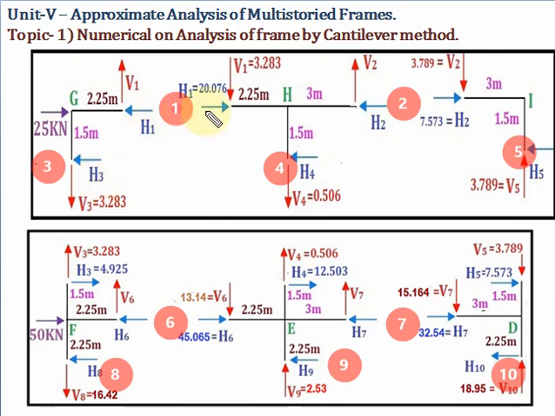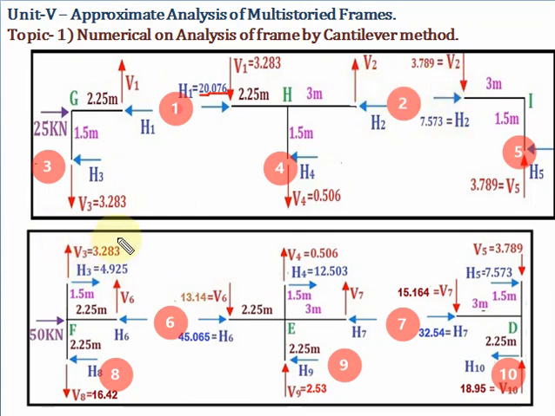Now observe the forces at node number 1. Here the horizontal force is there. For the free body diagram of joint G, H1 is acting towards the left, and for the free body diagram of joint H, H1 is acting towards the right hand side. So this horizontal force is acting in equal and opposite direction, but the value of the force is the same, that is 20.076. This is very important. Observe the V1 force now. For joint G it is acting upward, and for joint H it is acting downward. So here it is equal and opposite. The same case is at joint 2 also.